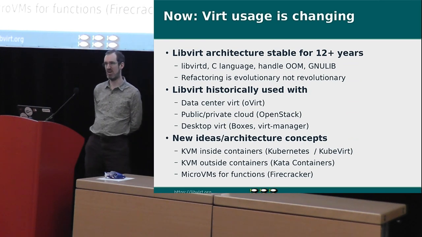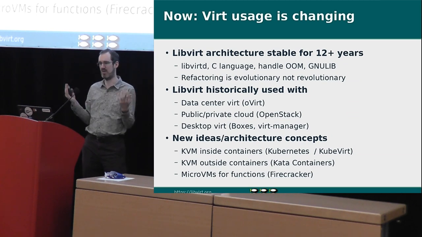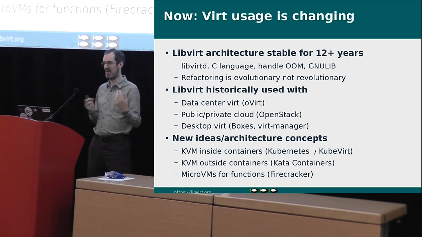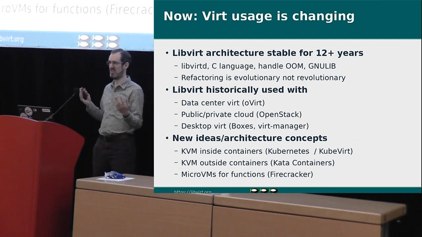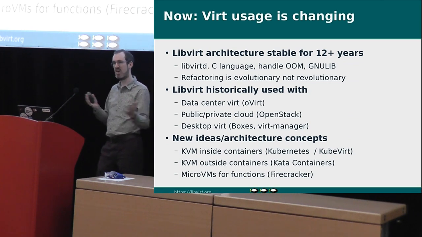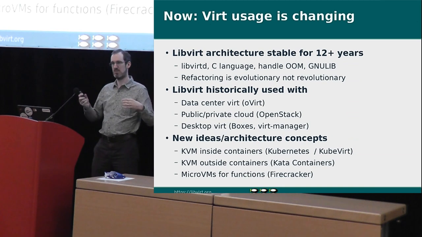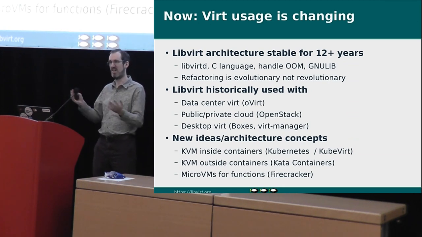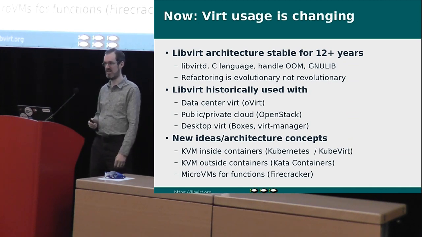So we've had a fairly stable architecture for the past 14 years, with a monolithic Libvirt daemon, our approaches to handling memory allocation, and our approaches to platform portability with GNU/lib. We've done a lot of refactoring over that time, but the refactoring has been what I call evolutionary. So it's been getting rid of some technical debt, but nothing that's really tackling some of the core architectural decisions in Libvirt from the early days.